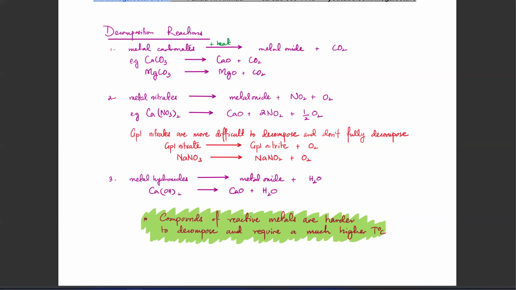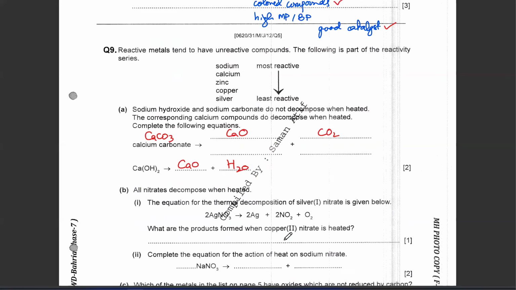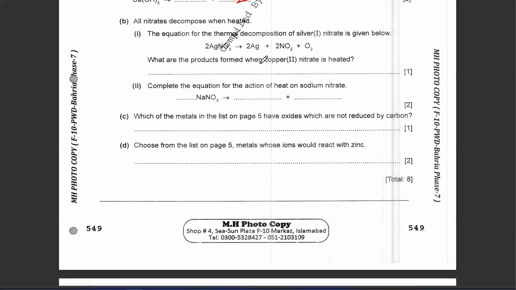And in it, the reactive compounds, they are harder to decompose, reactive metals. For example, calcium would be very hard to decompose, but if you have copper that's unreactive, that will be easy to decompose. Then he's asking what are the products formed when copper 2 nitrate is heated? This is decomposition again.